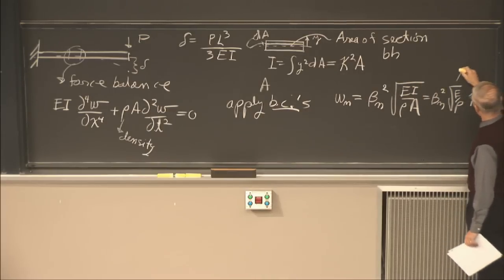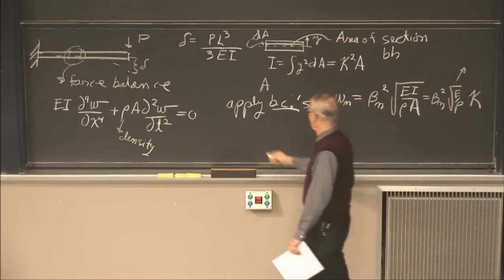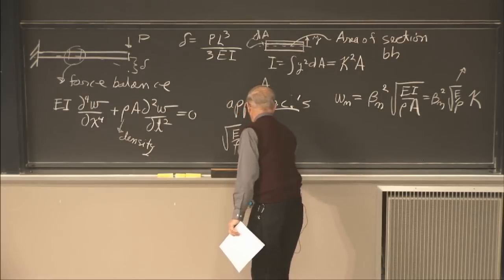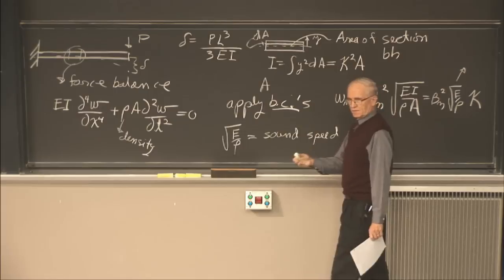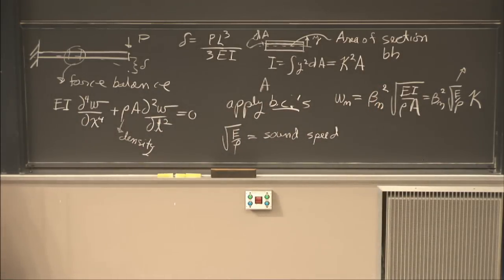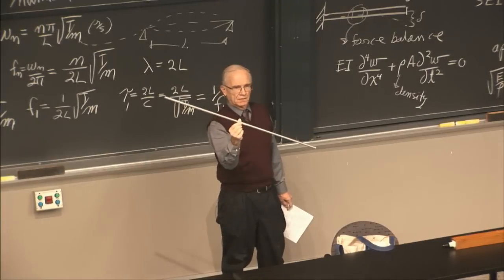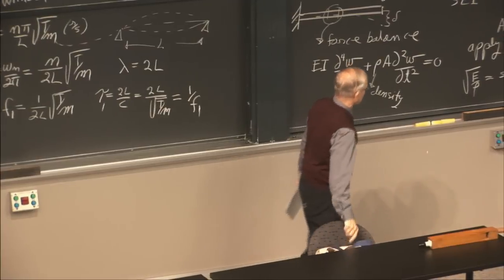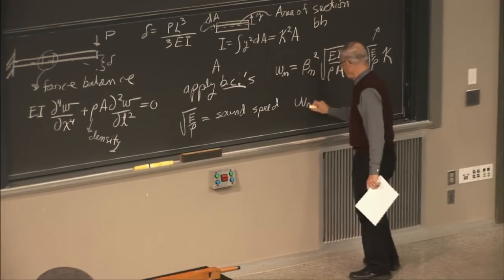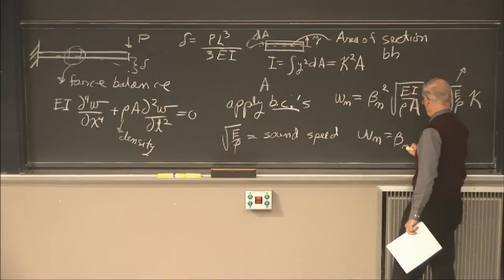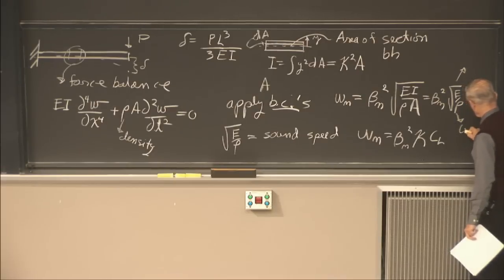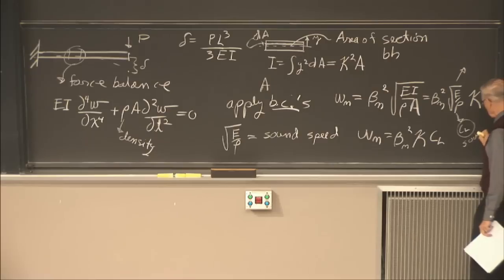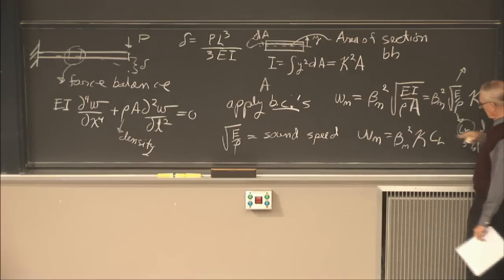Do you know what E over rho is? The square root of E over rho is the sound speed in a solid material. So the speed of the stress waves traveling up and down this thing is the square root of E over rho. For aluminum, it's about 4,000 meters a second. So if you know just the properties of the material, you have that. And that says the omega n for beams is some beta n squared, a parameter, times kappa CL. This is often written CL, the longitudinal sound speed, the sound speed for waves traveling through the medium.